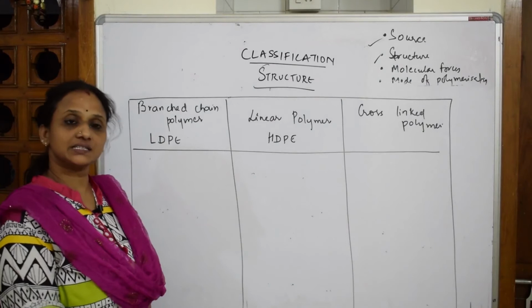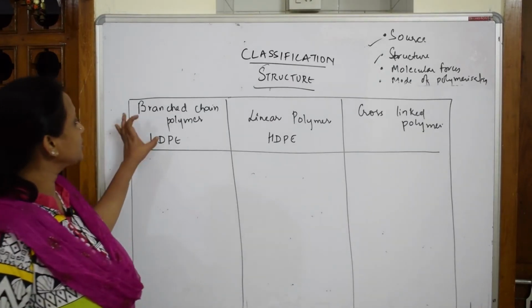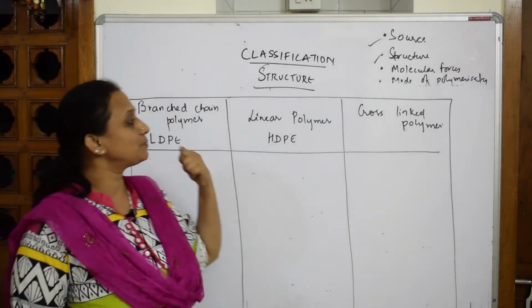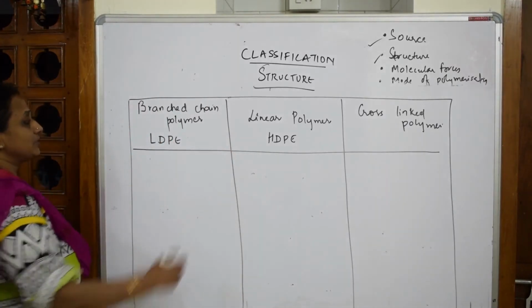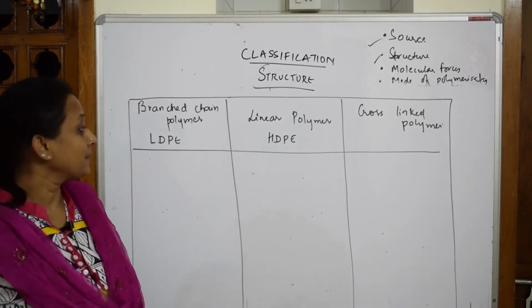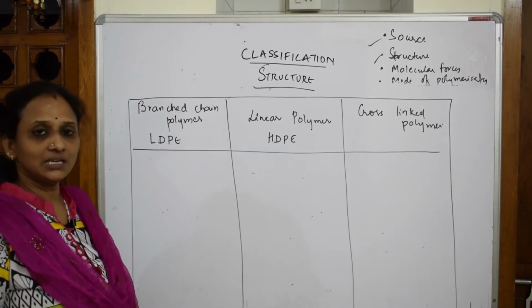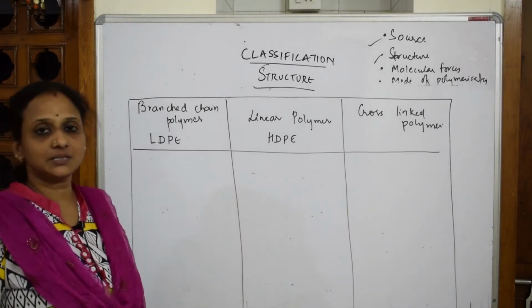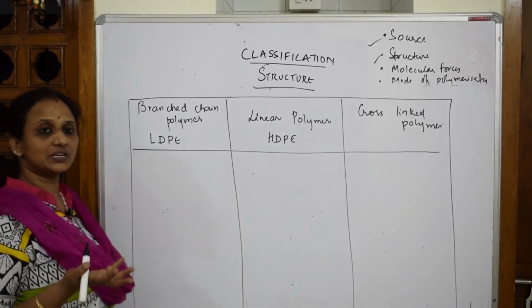Let's see the next type of classification based on structure. Based on structure, they're classified into branched chain polymers, linear polymers, as well as cross-linked polymers. Branched chain polymers are also called LDPE, low density polyethene. Here, HDPE is high density polyethylene. So when I have to speak about branched chain polymers, how should I write?